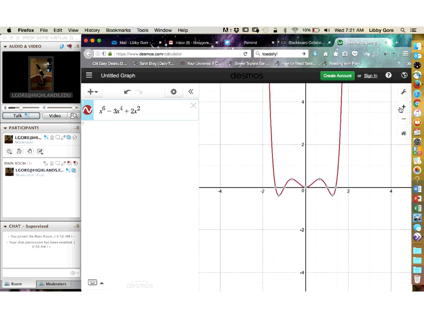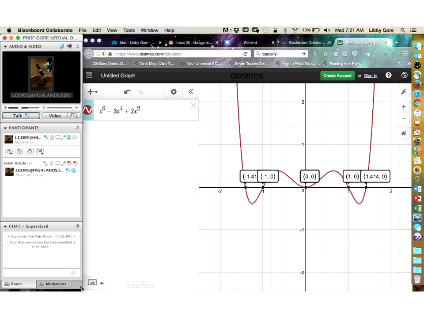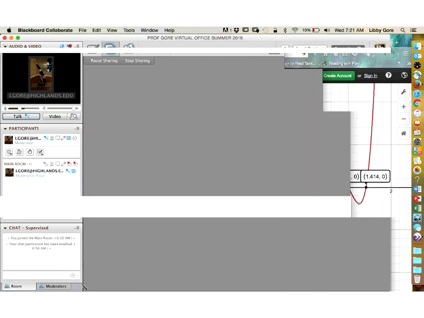All right, let me zoom in on the important part. Okay, so you can see I have 1, 2, 3, 4, 5 x-intercepts, and negative 1.414, that is the negative square root of 2. And then I have a negative 1, a 0, a 1, and a positive square root of 2. So, pretty cool, huh? At least in my nerdy world, things like this are cool.